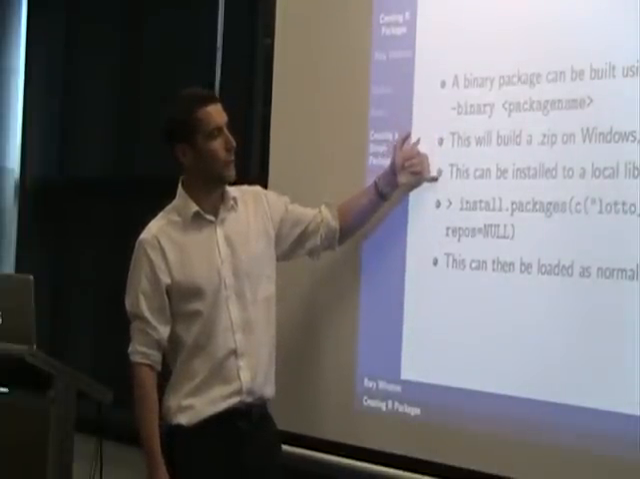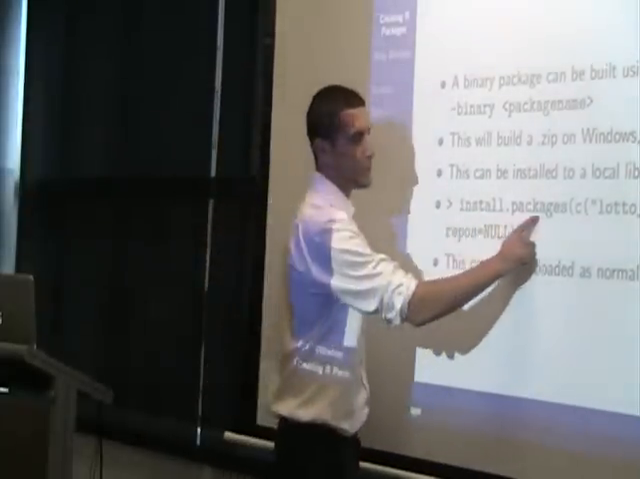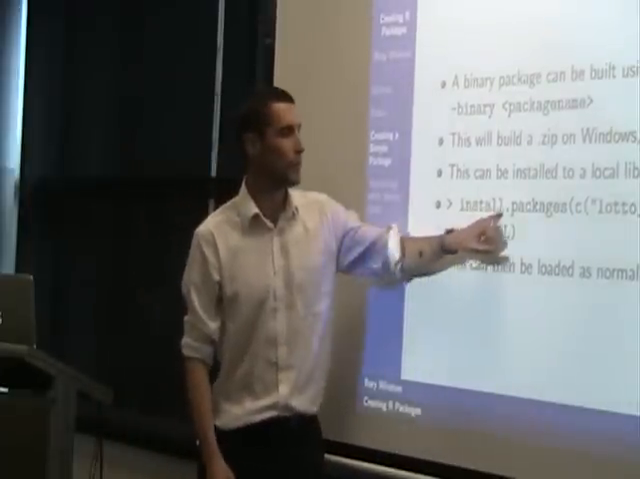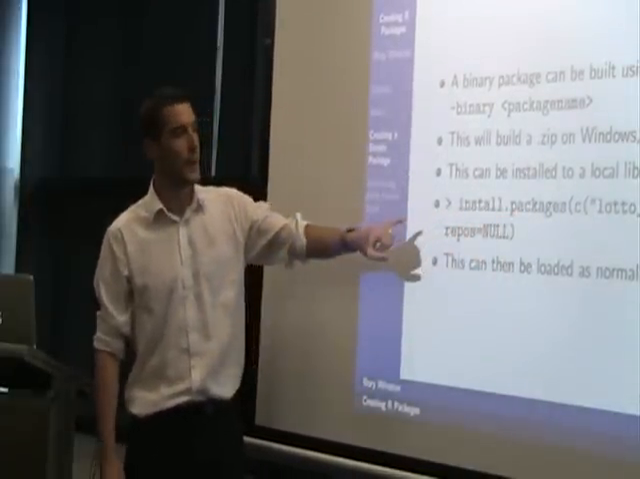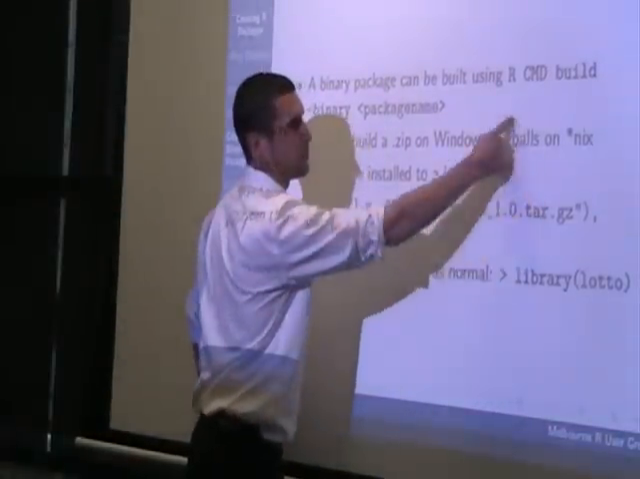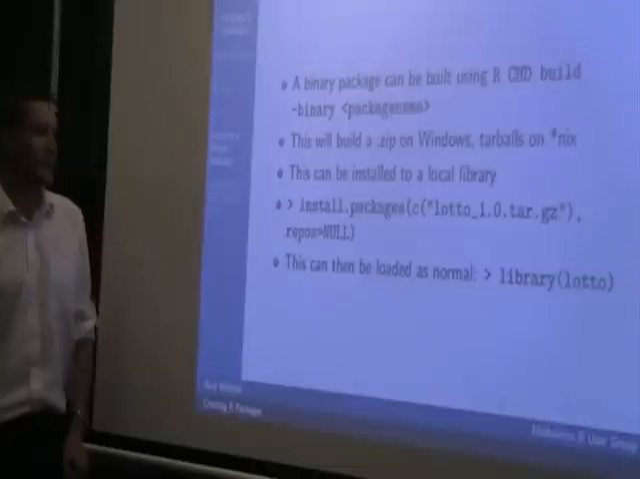And once we've got that done, then we can install the package into our local library. So this is installing the package from the disk. So I'm saying, here's the file name of the package that was just created, and this is the type of file name that R will generate, and it loads it into the library.